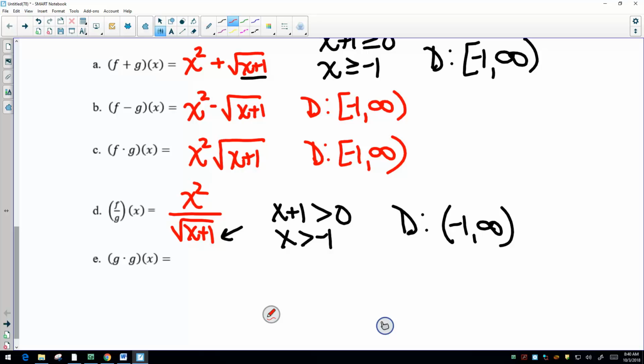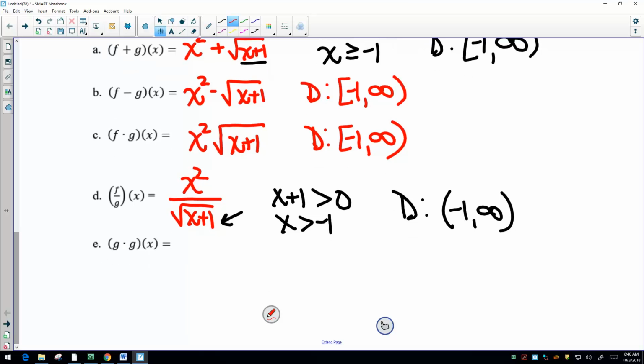And then the last one, well, what if I have two of the same function? Well, I just do the same thing, multiply them together. So I could write them separately. I could also say, well, it's going to be the square root of x plus 1 quantity squared.